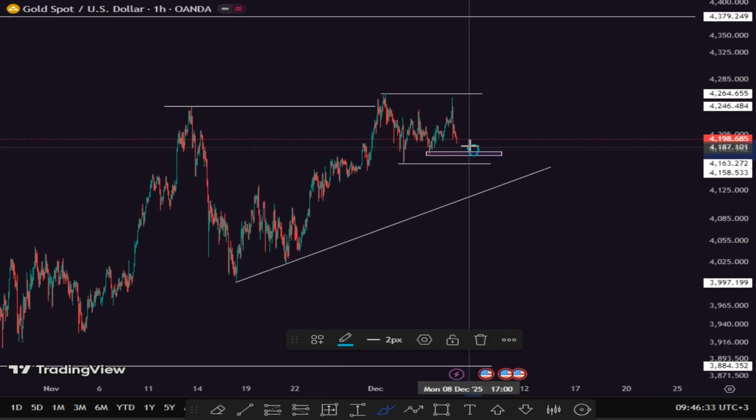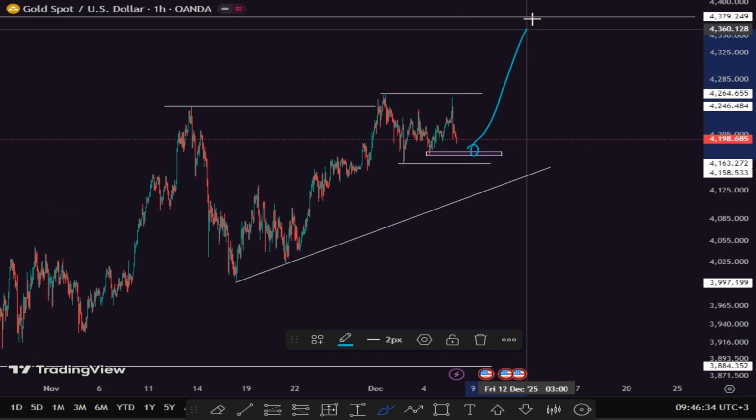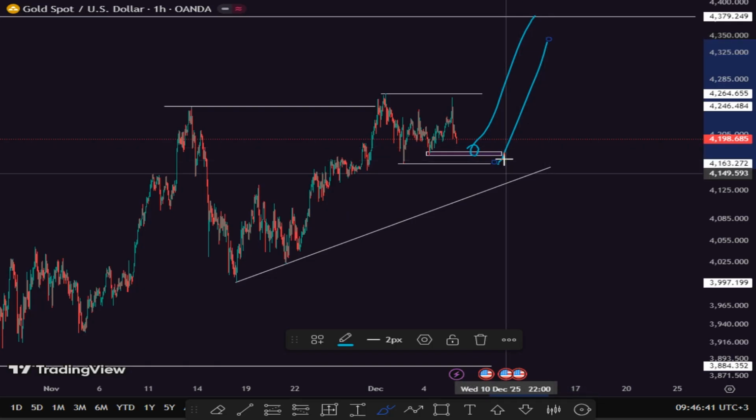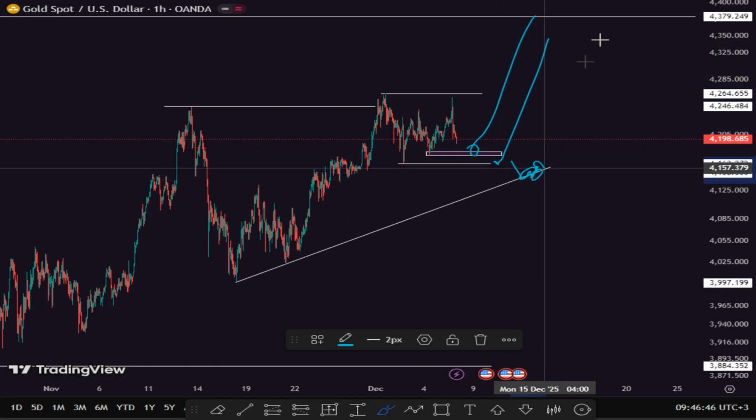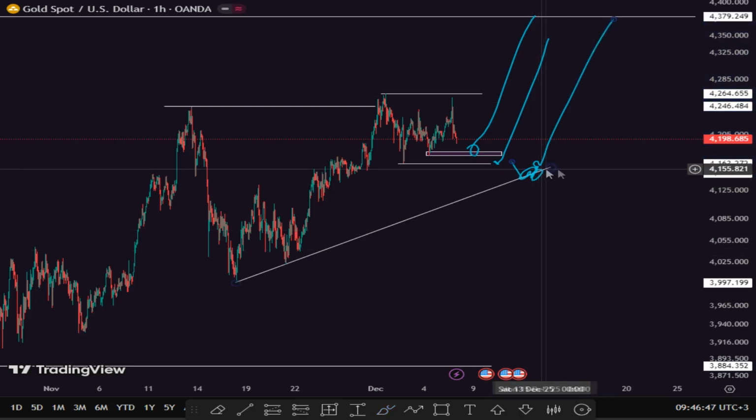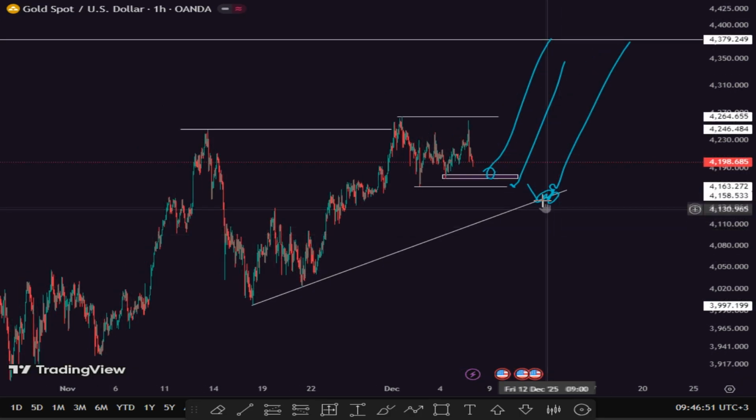First zone right here. If I get a buy opportunity, I'll be looking for buys. If it continues dropping, this is the next zone. If I get a buy opportunity, I'll buy. If it continues dropping, I'll be looking for buy levels around this zone. But then also this zone should be crucial, right? If gold gives me a sell opportunity right here, then I should be looking for short-term sales.